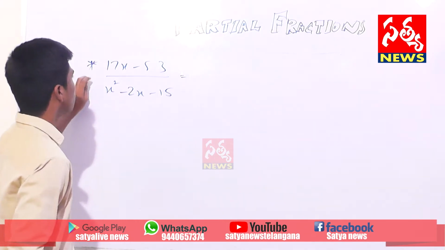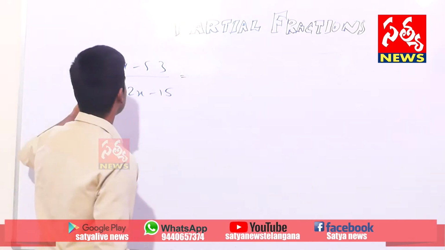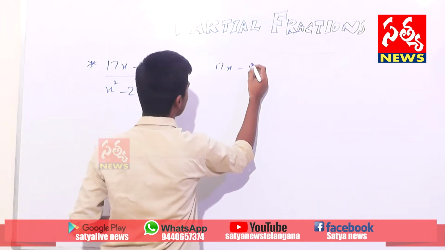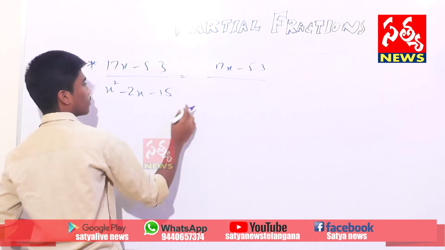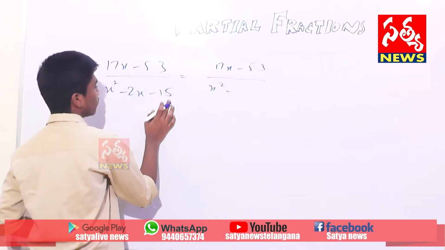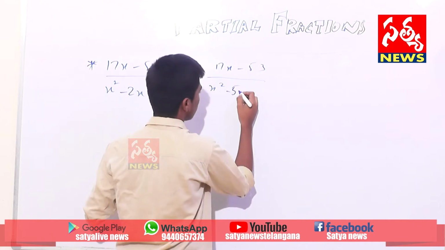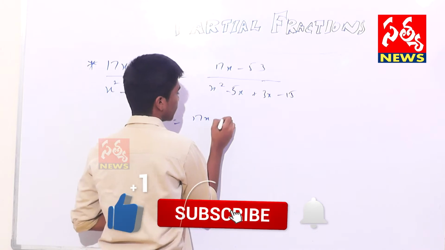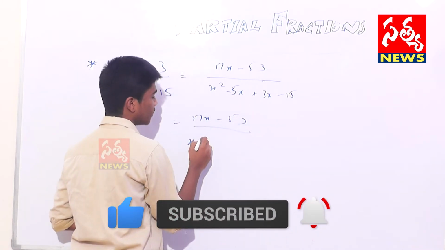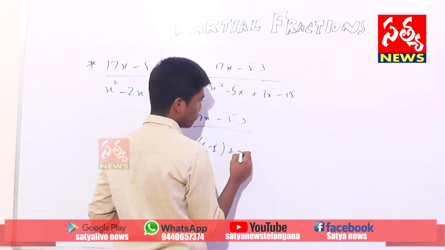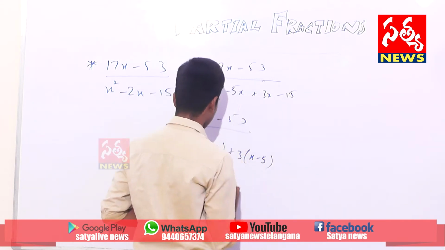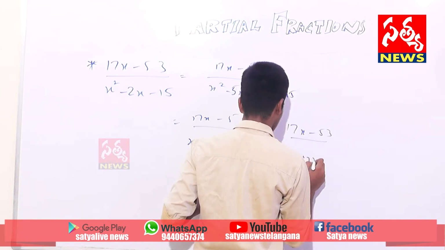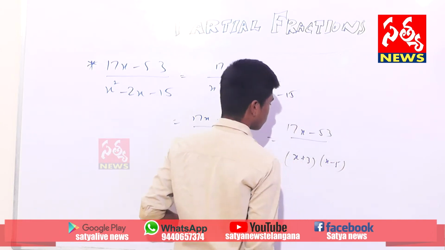First of all, how to simplify this? Simplify the denominator first. 17x minus 53 by factorize x square minus 2x minus 15. Product is minus 15, so minus 2x can be written as minus 5x plus 3x minus 15. 17x minus 53 by, if we take x common, x minus 5 plus 3 into x minus 5. So now 17x minus 53 by x plus 3 into x minus 5.